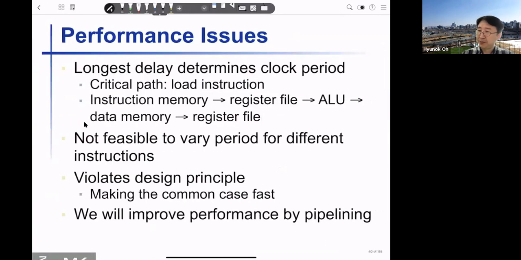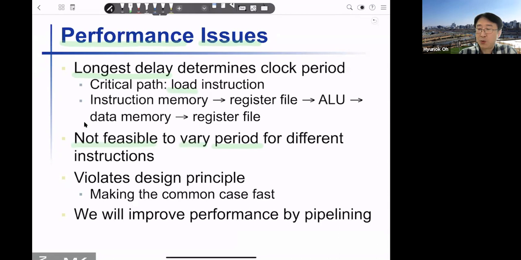So that's the problem. We have a performance issue if we are using our current design, because the longest delay, the longest instruction, is determining the clock period. Like a load instruction that is reading instruction memory, register, ALU, and memory, and write back. So we have to accumulate all the execution time to determine the clock cycle. So like a load instruction, varying the clock period is not going to be possible. Okay, not feasible.